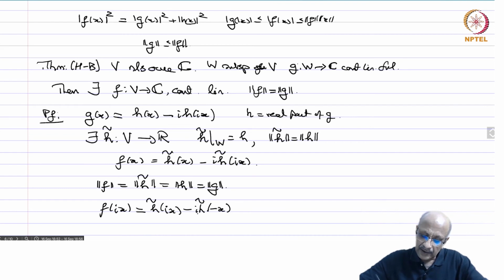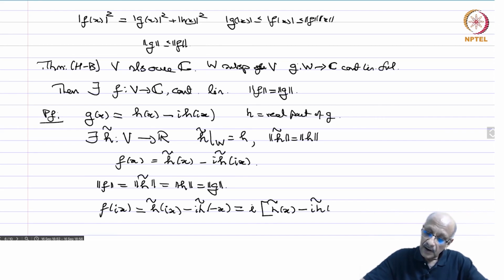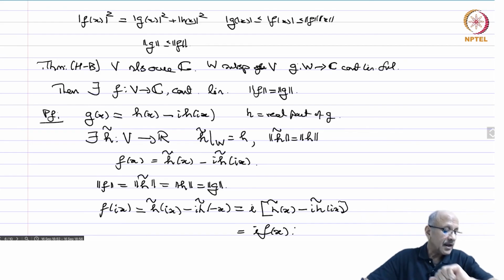So this minus and minus will become plus, so it will become plus i h tilde x. So I can pull out the i, so this becomes h tilde x minus i times h tilde i of x, and this is i times f of x, and therefore f is complex linear as well, and the theorem is proved.